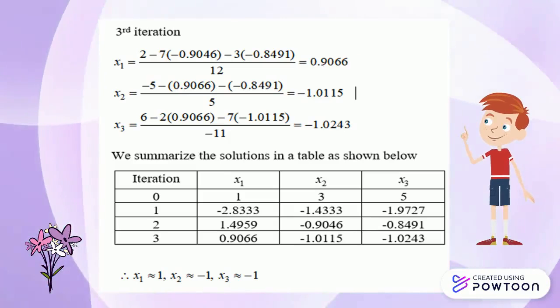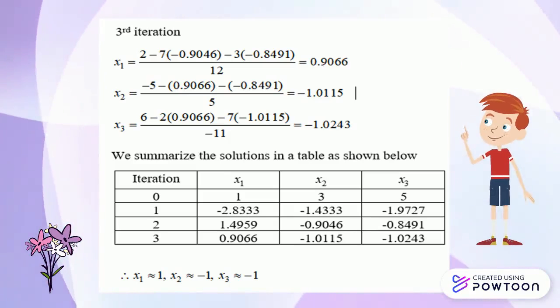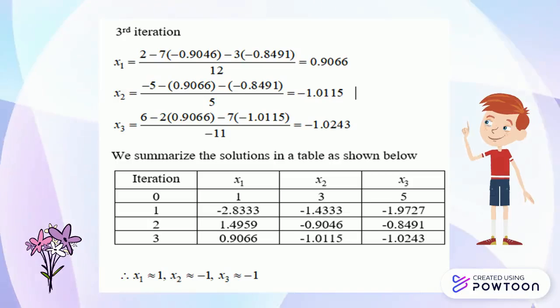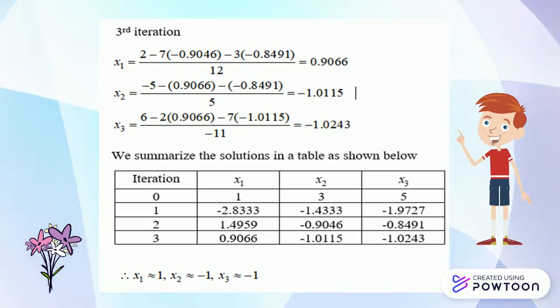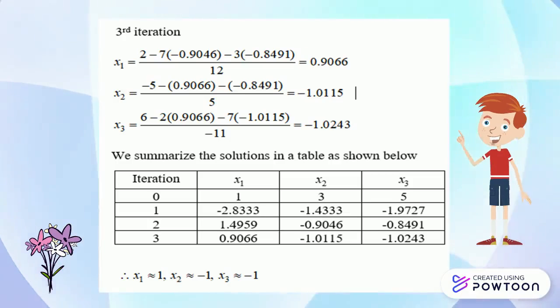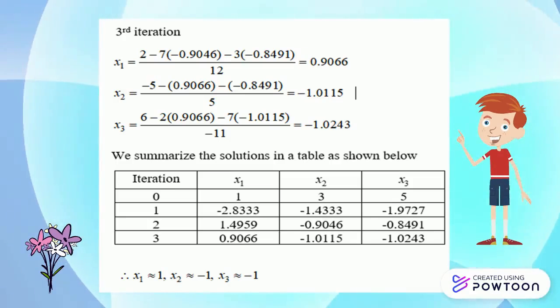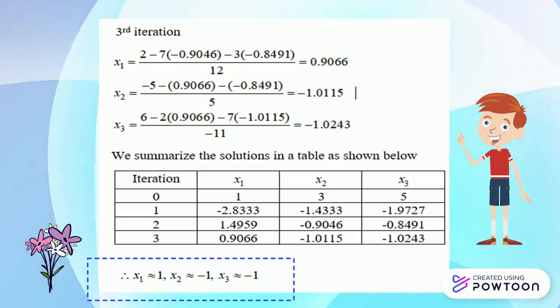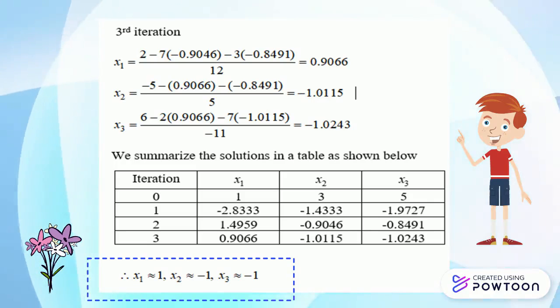Then, we summarize the solution in a table to get a better view of the solutions. To obtain the final solution, we run through the values and we obtain x1 equal to 1, x2 equal to negative 1, and x3 equal to negative 1.